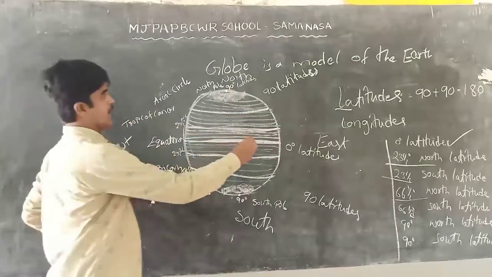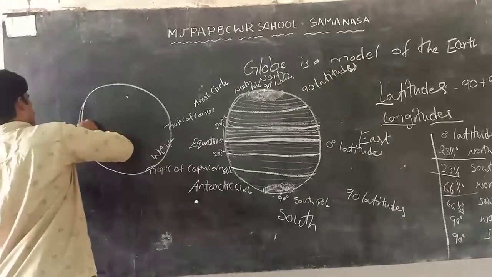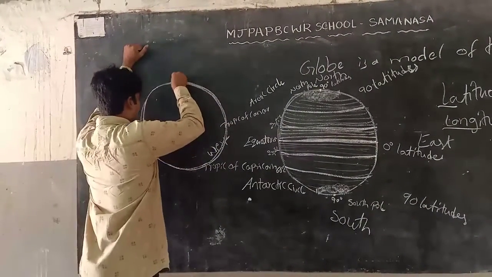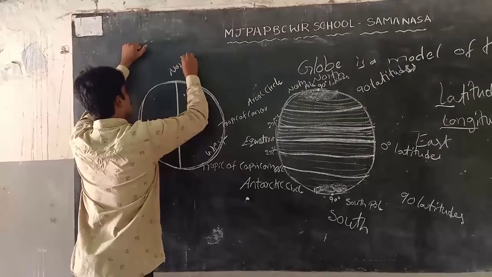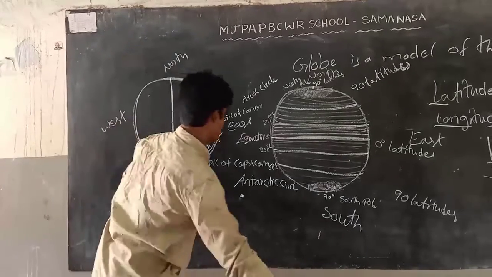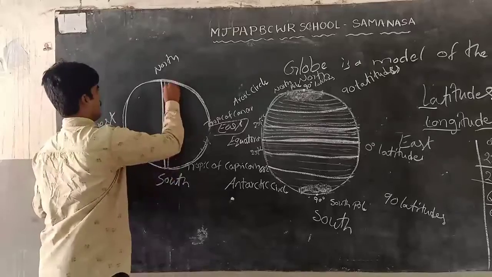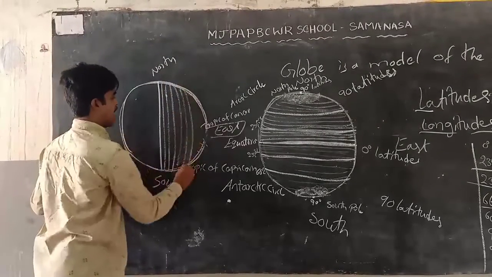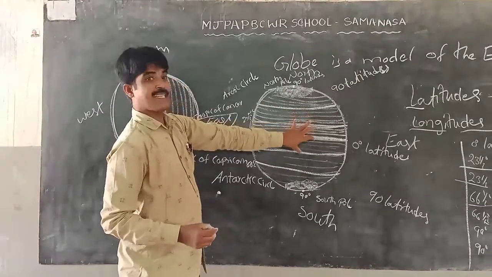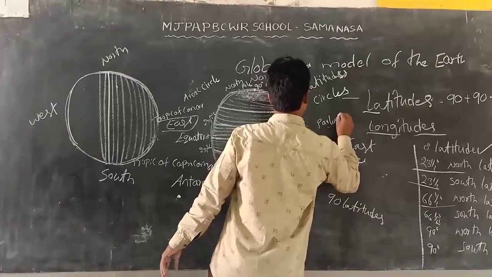The second one is the longitudes. These are also imaginary lines, drawn from north to south. These are parallel lines, like circles. The longitudes are also called meridians.